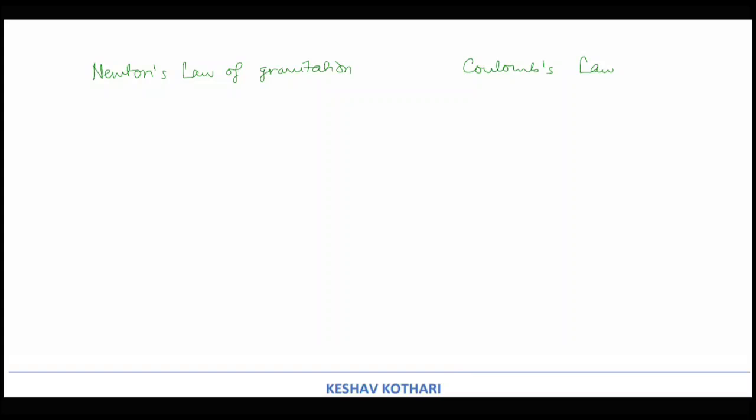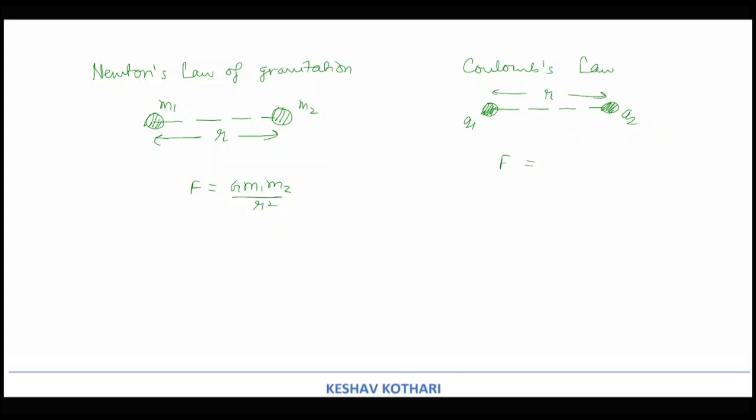So the force between the two masses, m1 and m2, separated by a distance r, is given by F equals G m1 m2 by r square. And in case of Coulomb's law, I'm extremely sorry, we take two charges q1 and q2 separated by a distance r, and we write the magnitude of force between them as k q1 q2 by r square.